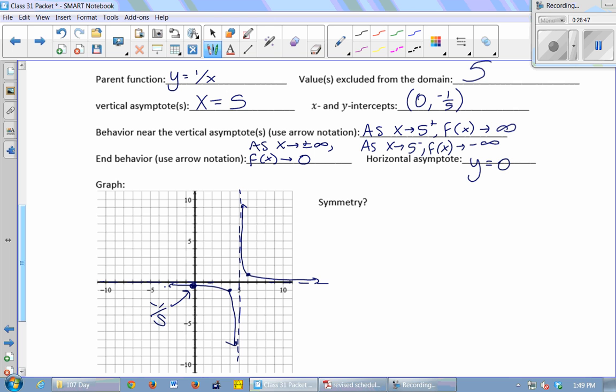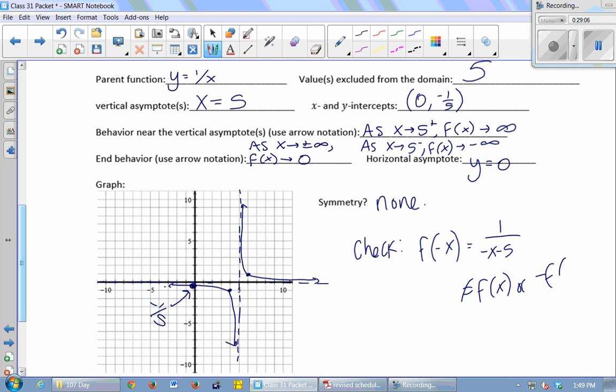And then does this appear to have any symmetry? No. And I can check by just doing f of -x, which is 1 over -x minus 5. That is not the same as f of x or the opposite of f of x.